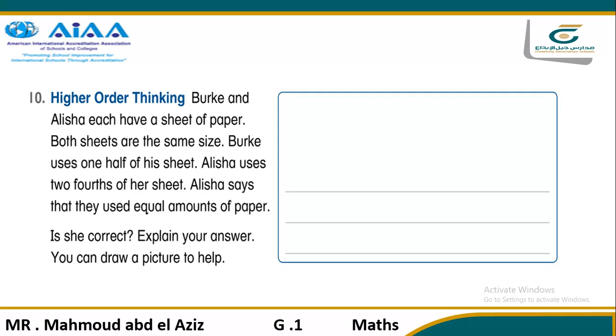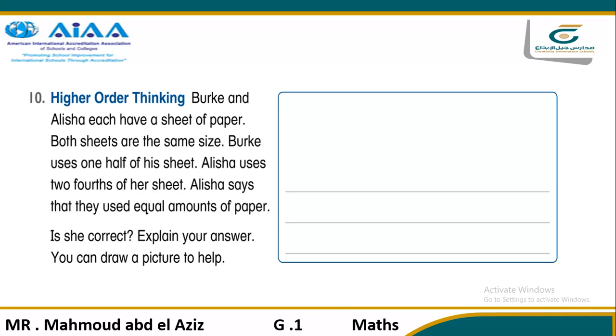Another question. Burik and Alicia each have a sheet of paper. Both sheets are the same size. Burik uses 1/2 of his sheet. Alicia uses 2/4 of her sheet. Alicia says that they used equal amounts of paper. Do you agree with her opinion? Is she correct? Explain your answer. You can draw a picture to help.